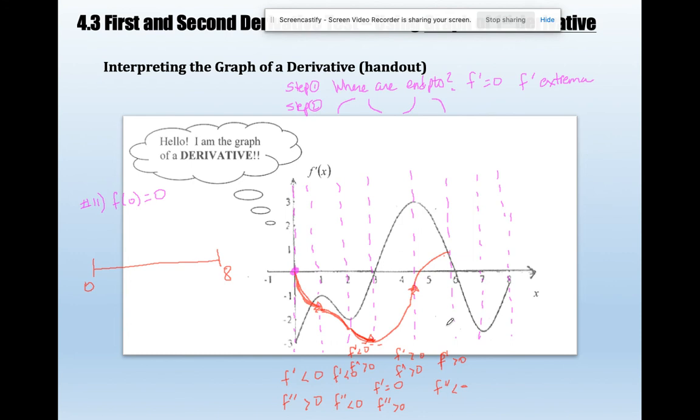What's true at x equals 6? Your first derivative is equal to 0, so you have a horizontal tangent. And I guess that's 6. I didn't do a good job of drawing the purple line at 6, but there's 6. And what are the slopes on f prime?